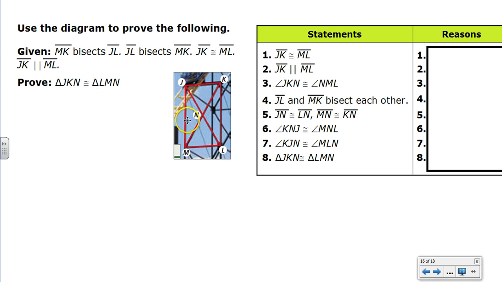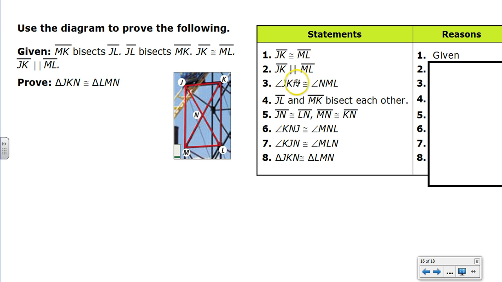Okay, here's a diagram of a real world situation, and so we are asked to prove that triangle JKN is congruent to triangle LMN. Okay, and we're given this information. So pause and read it, and now let's start. We know that JK is congruent to ML, and that was given, right? We also know that JK is parallel to ML. JK and ML are parallel, also given information.